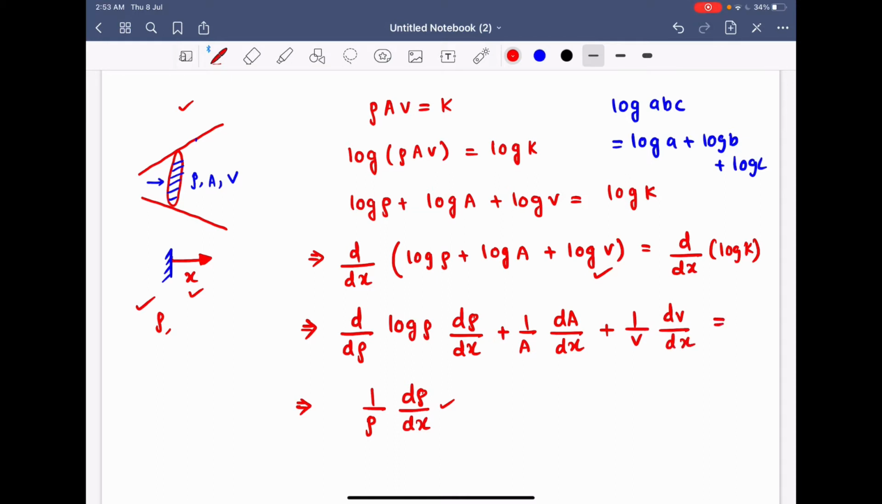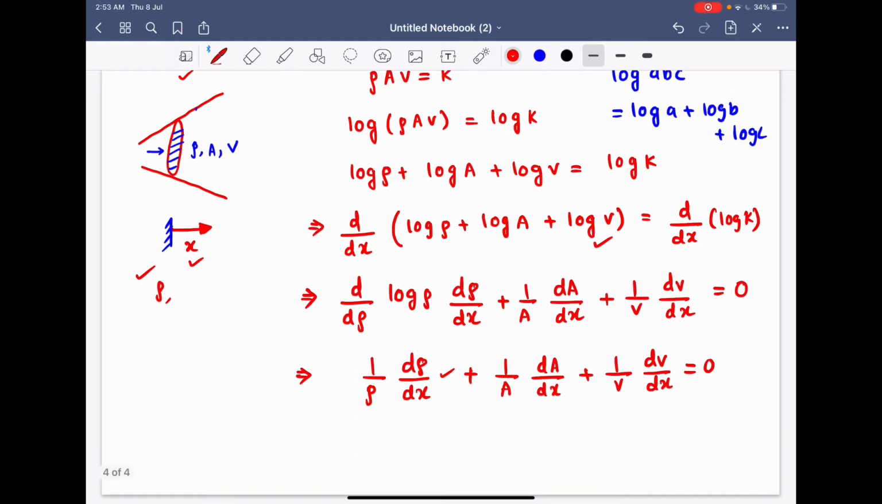What is the differentiation of a constant? 0. So I can see that 1 by A dA by dx plus 1 by rho d rho by dx plus 1 by v dv by dx is equal to 0. So I can say d rho by rho plus dA by A plus dv by v is equal to 0.